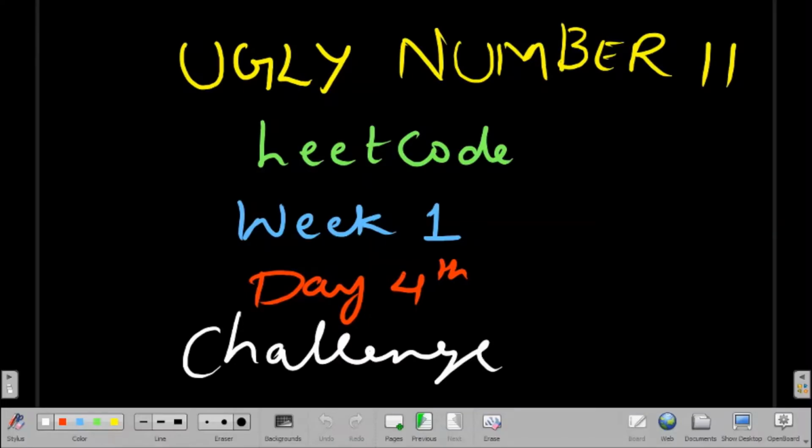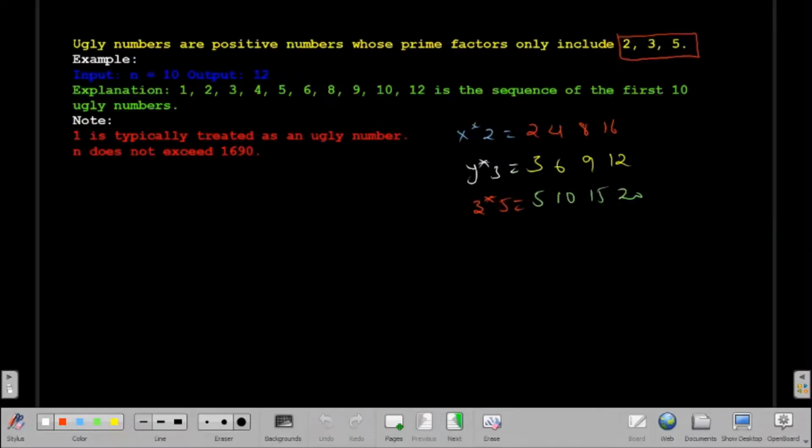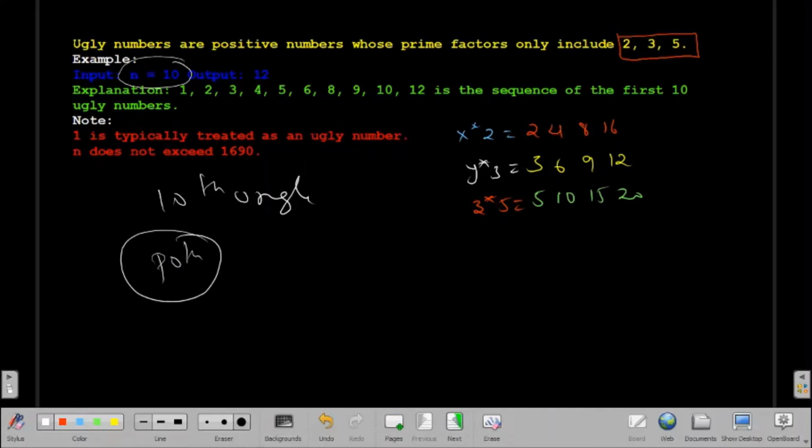Welcome to Algorepo. So today we are going to solve Ugly Number 2, the LeetCode Week 1 Day 4 challenge. So let's see what the question is. You will be given n equals 10, and you have to find the 10th ugly number. They will be giving a position, and you have to find the ugly number at that position.